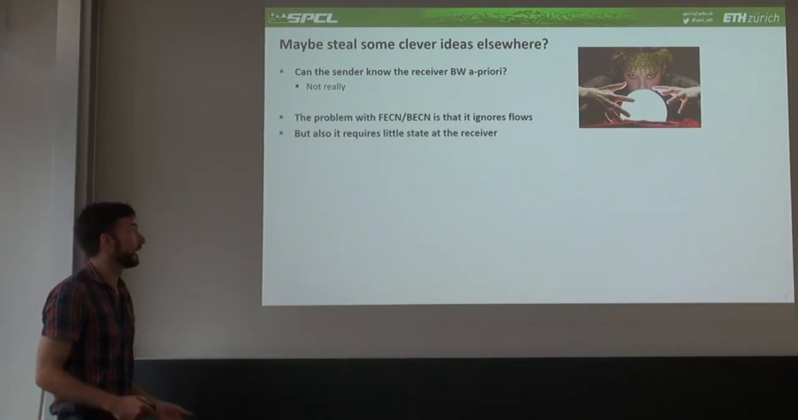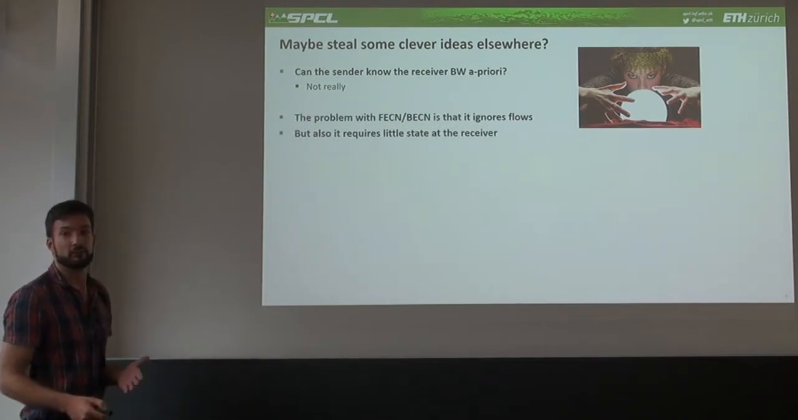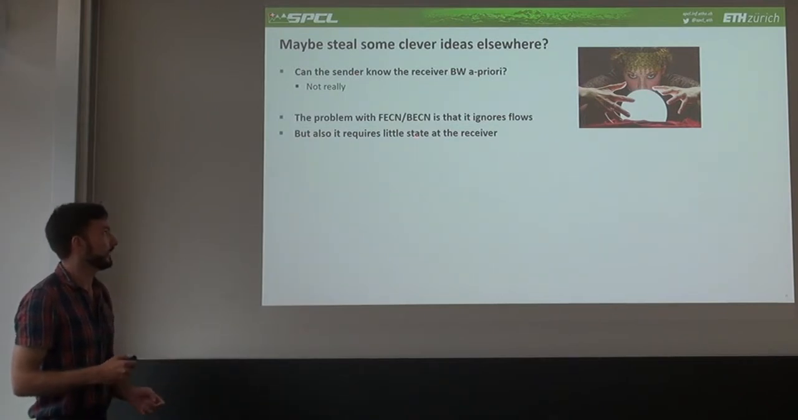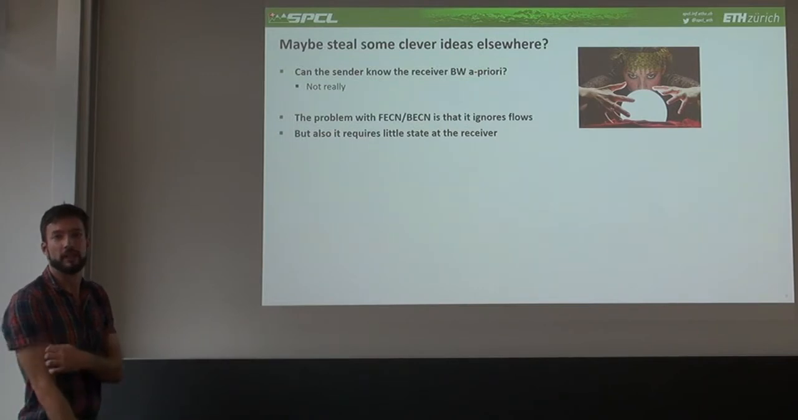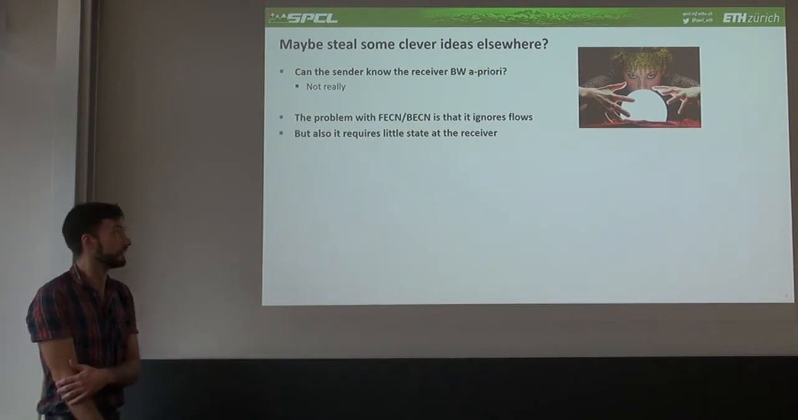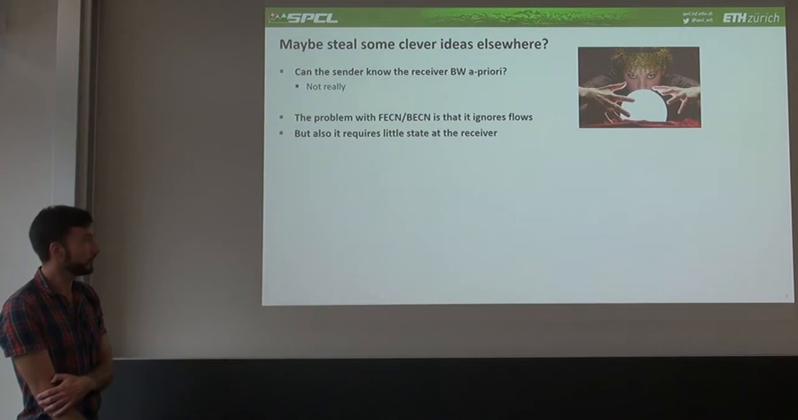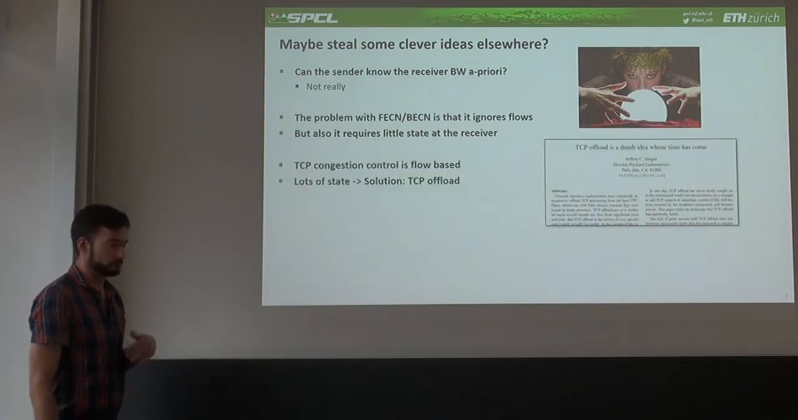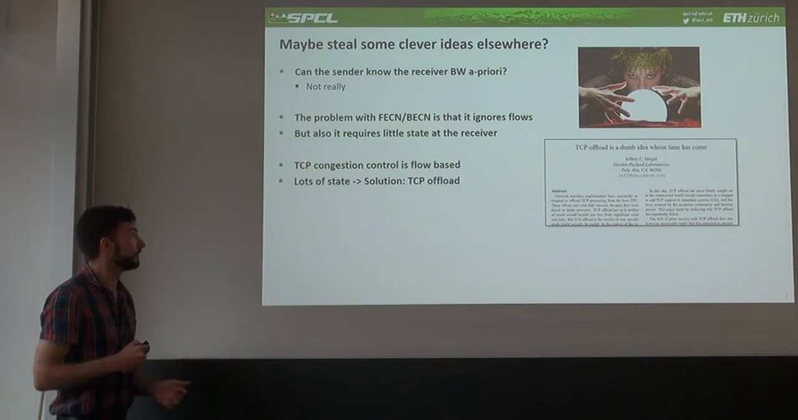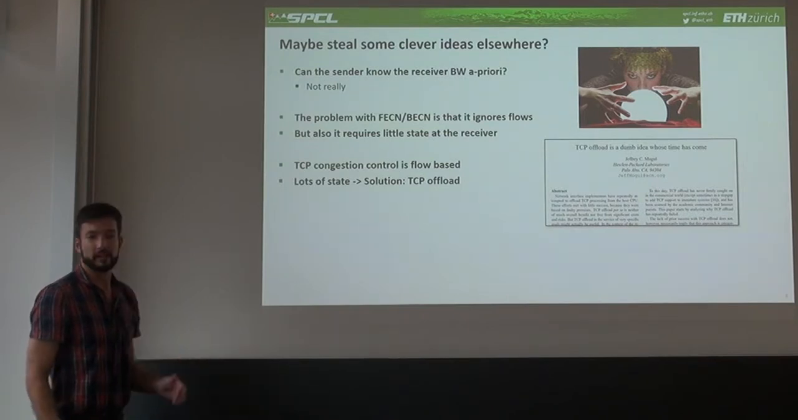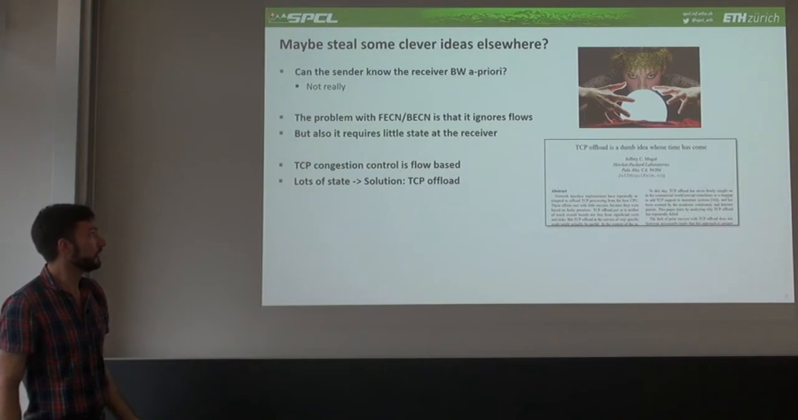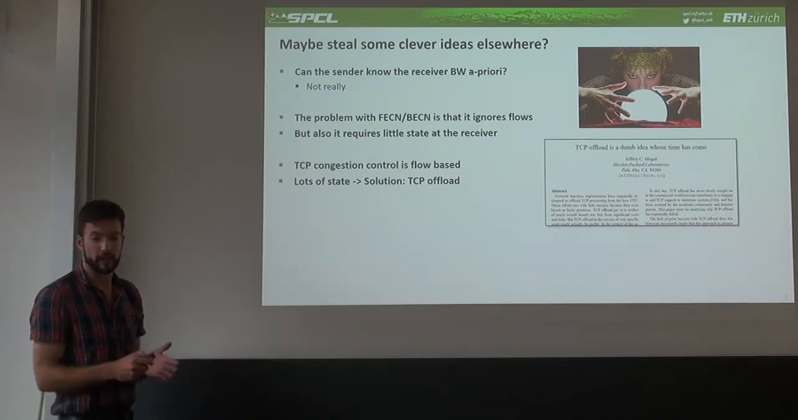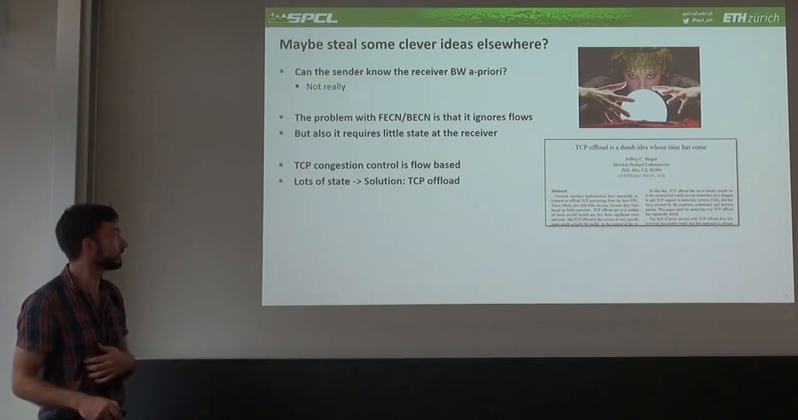The problem with FECN and BECN was that it ignored flows. It only works on a packet level. That makes it very easy to implement. We don't need much state at the sender and receiver. However, we demonstrated its problems. So an alternative solution is to do something like TCP congestion control. TCP congestion control is actually flow-based. We have a sliding window for each socket pair.